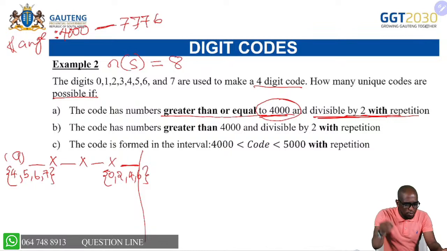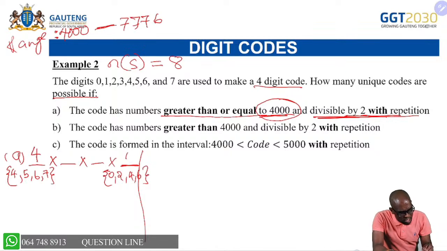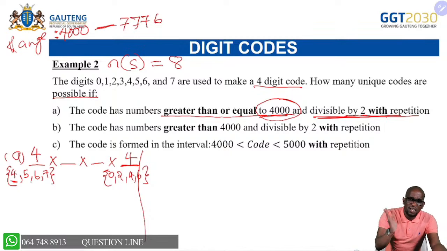So how many options do we have of filling the first position? It's 4. How many options do we have of filling the last position? It is also 4, because the repetitions are allowed in this case. So if you've used 4 here, you can still use 4 there. Or if you've used 6 here, you can still use 6 in the last position. So now the first and last positions have been filled, because that is what the condition demands of us.